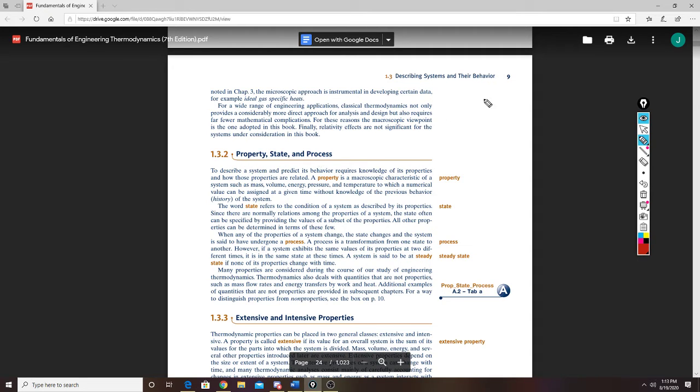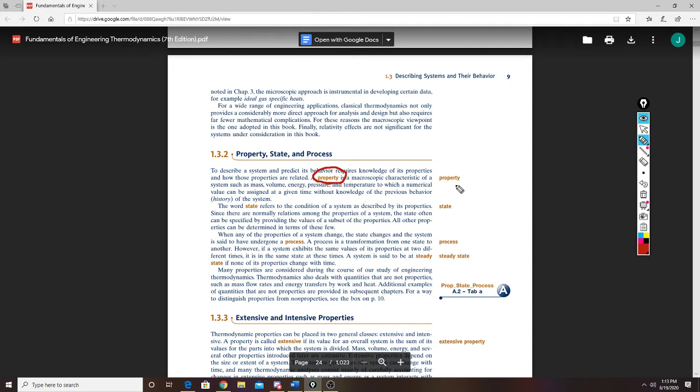A property is a macroscopic characteristic of a system such as mass, volume, energy, pressure, and temperature, to which a numerical value can be assigned at a given time without knowledge of the previous history of the system. So this is a property. There are two types of properties which we will get into, but essentially a property is something about the fluid, something about what is going on inside. For example, if you stick a thermometer in water and you find that it's 80 degrees, that is a property of water, right? Would you agree with that?